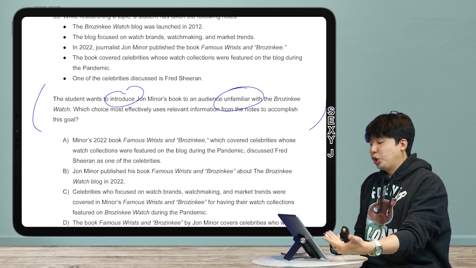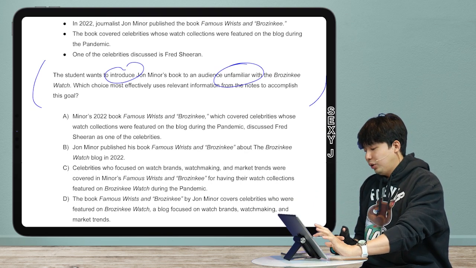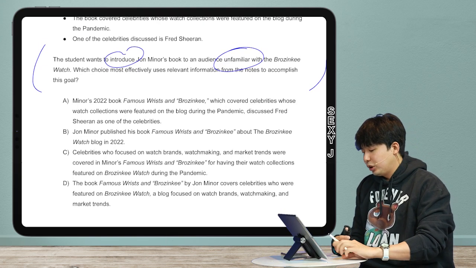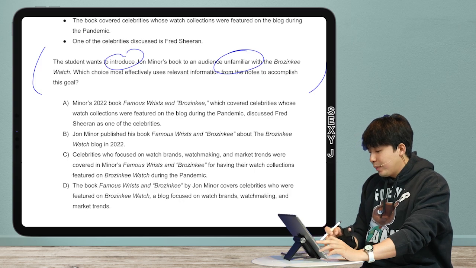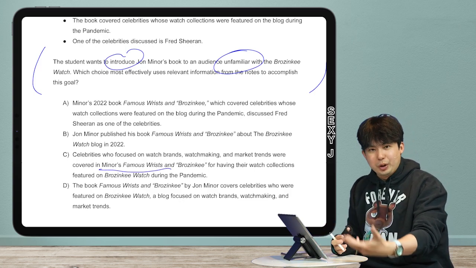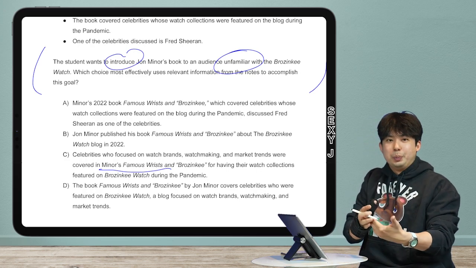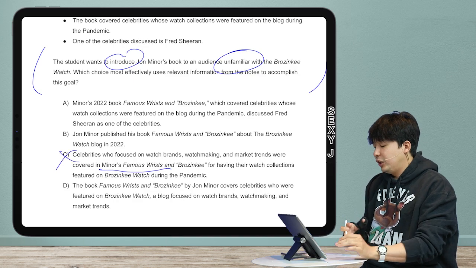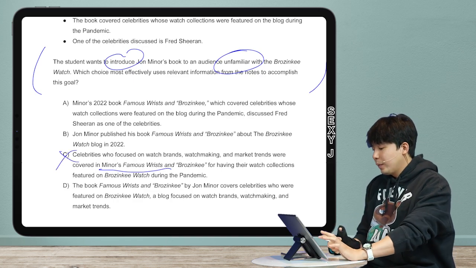We have to introduce John Miner's book. Okay, so do any of these not mention John Miner's book? Let's see. It looks like this mentions it, but notice it doesn't have the word book, okay? When SAT says introduce the book, you have to say this guy's book, blah, blah, blah. It's that straightforward. So answer choice C is immediately out, okay?